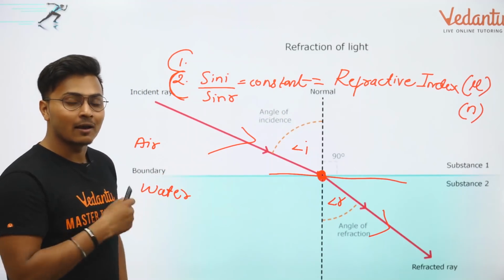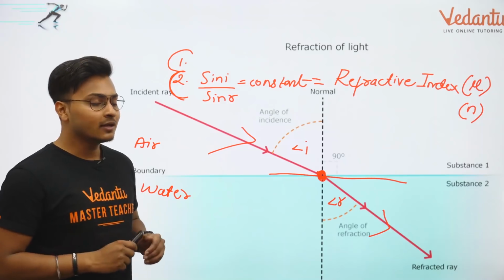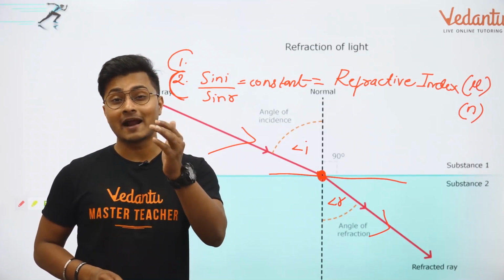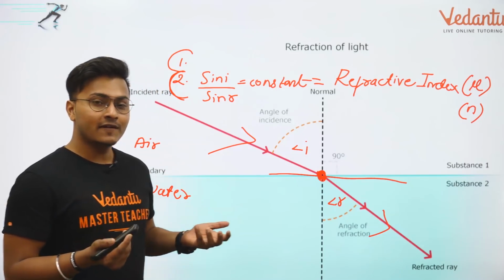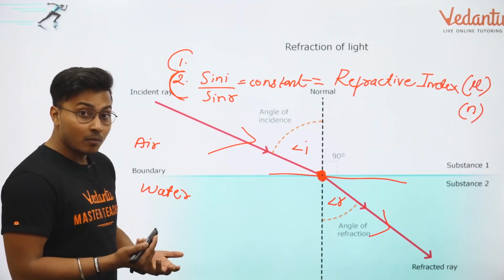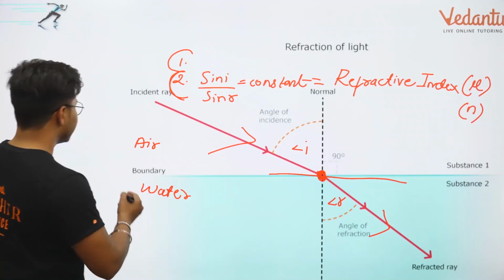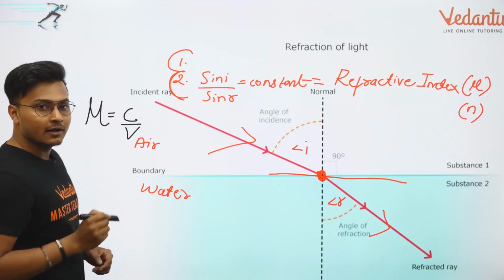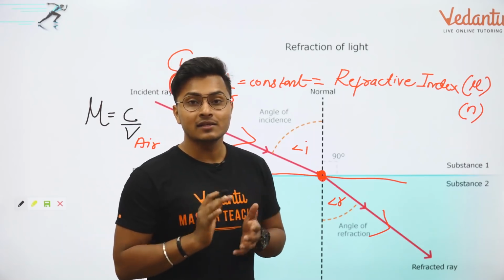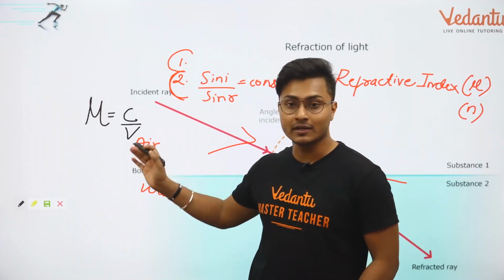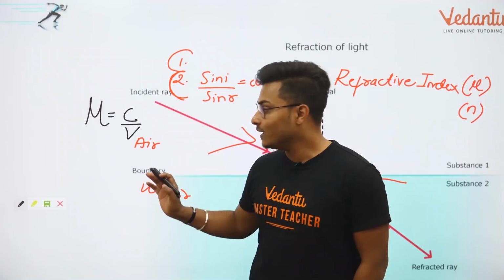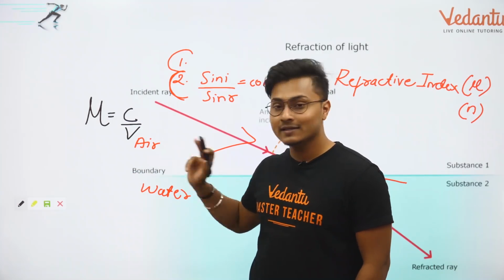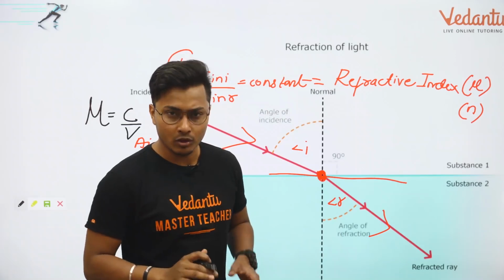Yes, now the law is done. Now they ask us one very important thing. Tell me, guys, what is the absolute refractive index? We have always remembered it with the formula, which is nothing but mu is equal to C upon V. Correct? This is the standard formula we have always studied for absolute refractive index. Mu is equal to C upon V, where mu is the refractive index, C is the speed of light in vacuum and V is the speed of light in any medium possible.